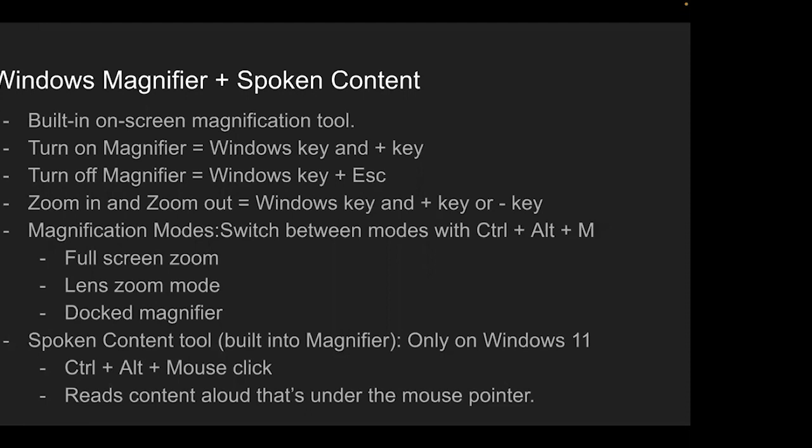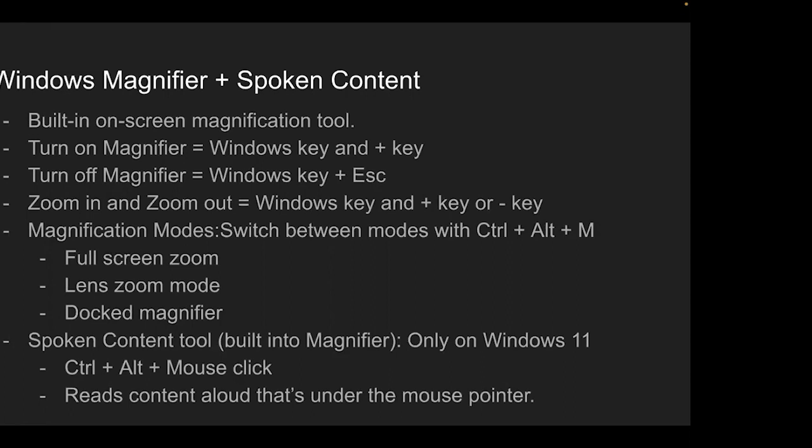And when you want to go between the zoom modes, you can use the Control key plus the Alt key and the M key, which is for Magnifier, and that will let you cycle through those different modes when you have Magnifier on. So you can kind of play around with them. You can test them out and see which one works best for those use cases.